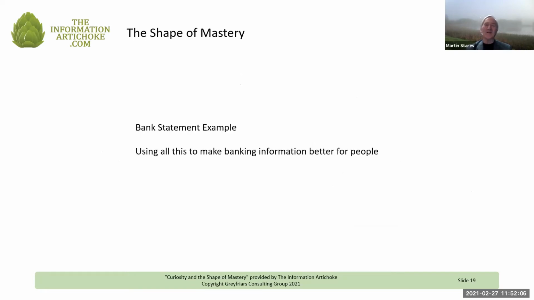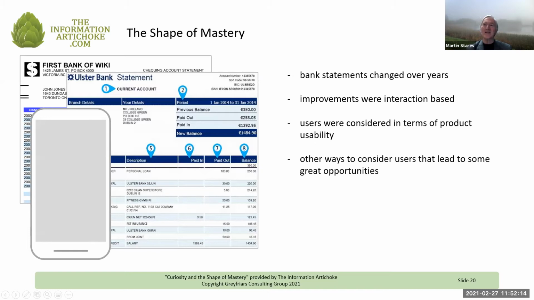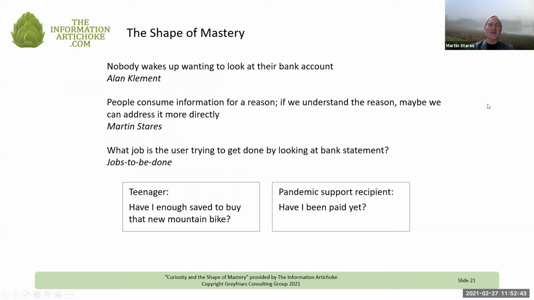I'm going to take one example of simple bank statements and see how we can unfold this. So over the years, bank statements have changed from paper to interactive online to mobile. The improvements were good, but most of them were interaction-based. Users were considered, but mainly in terms of product usability. What I want to show you are other ways to consider users that lead to some great opportunities. And they're driven by some precepts that you might find interesting.